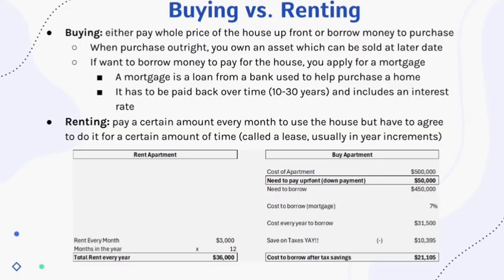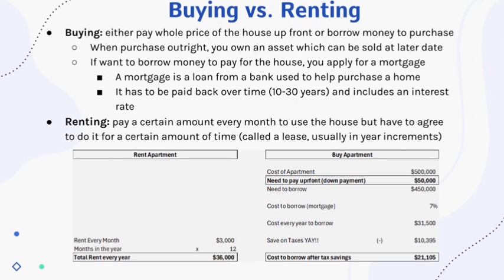When renting, you pay a certain amount every month to use the house, but you have to agree to do it for a certain amount of time, called a lease, usually in years. Below is a simplified example of buying versus renting an apartment. For renting, you take the rent of the apartment every month and times it by the 12 months in a year to total your rent to $36,000 a year.